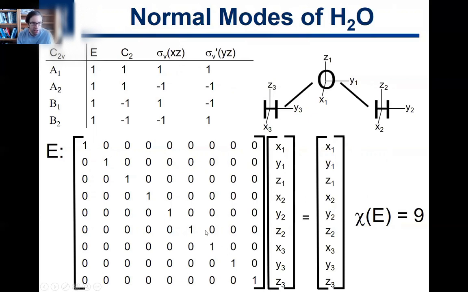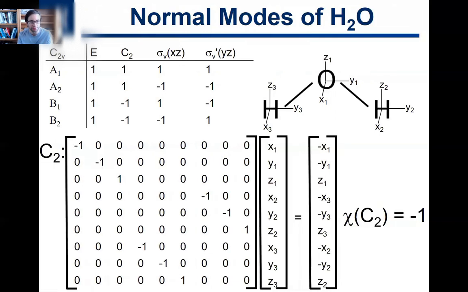So the first one is easy, right? That's the identity matrix. So that's 1s across the main diagonal, 0s everywhere else, because x1 went to x1, y1 went to y1, etc. They all go to themselves. Then we would find the character of this matrix, right? And the character is just the sum of the values along the main diagonal. So that's 9 1s, so that gives us a character of 9. So that's a value of 9 in our reducible representation for all of the different degrees of freedom of the atoms in water, okay? So we're going to carry on here and do this for the different symmetry operations.